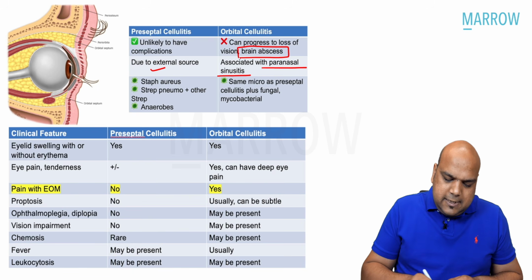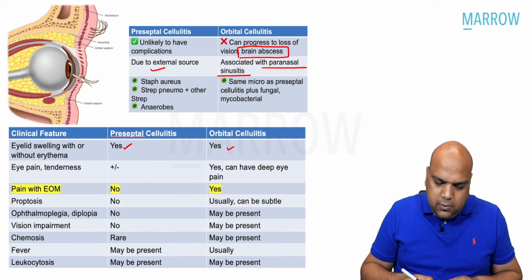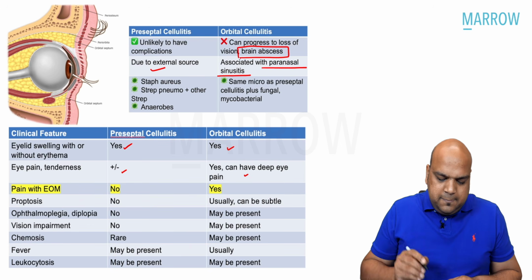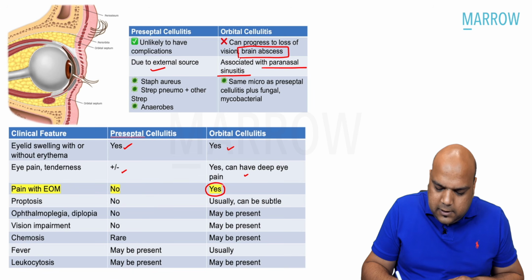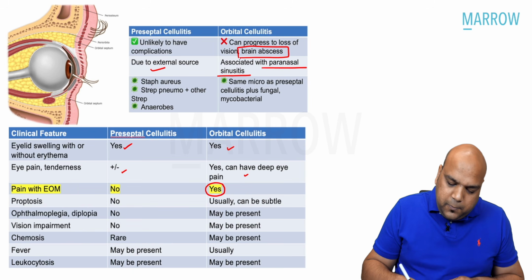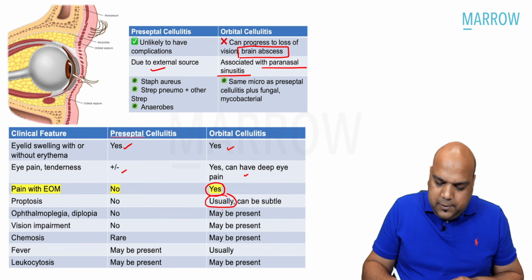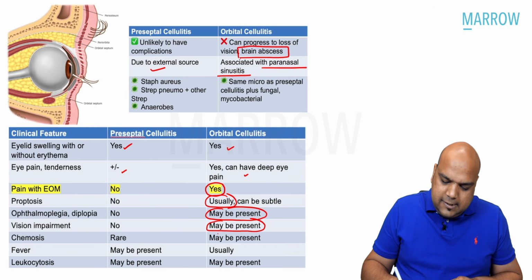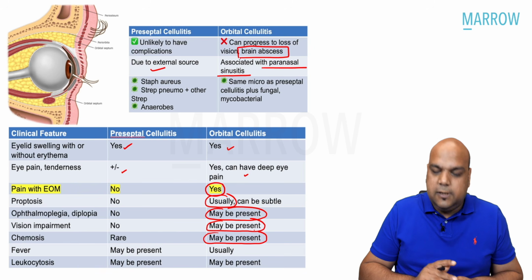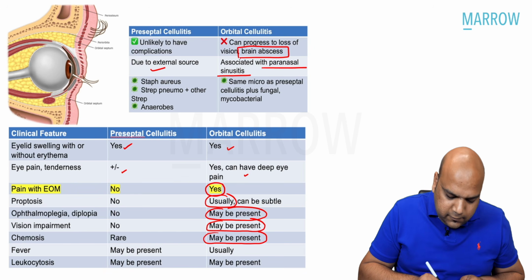Now, clinical feature-wise, eyelid swelling is common in both preseptal and orbital. Again, as I said just now, pain will be there in both. Pain with extraocular movement will only be there in orbital cellulitis. Proptosis, ophthalmoplegia, vision impairment, and chemosis will also only be there in orbital cellulitis. So all these things are only present in orbital cellulitis. That is what we want to remember.